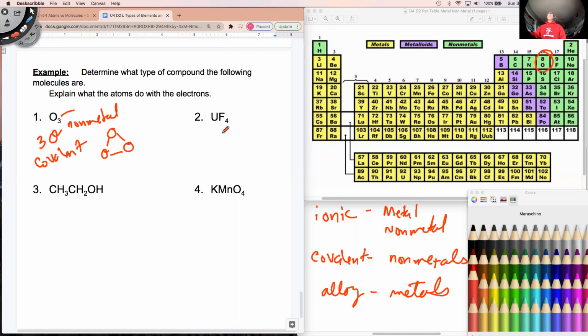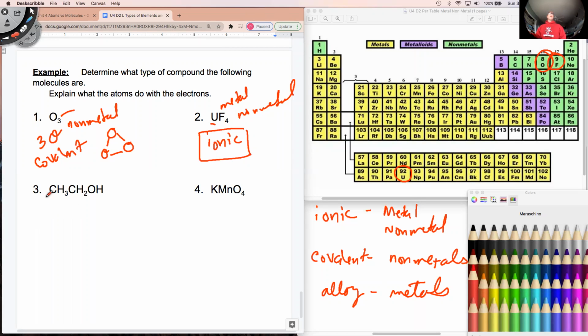Let's take a look at the next one. We have uranium, which is element 92, and fluorine. Do we think that uranium and fluorine are going to make ionic, covalent, or an alloy? Well, let's see. Uranium's a metal. Fluorine is a non-metal. And if you mix a metal and a non-metal, a yellow with a green, that's going to make an ionic compound. So this is going to be an ionic compound.